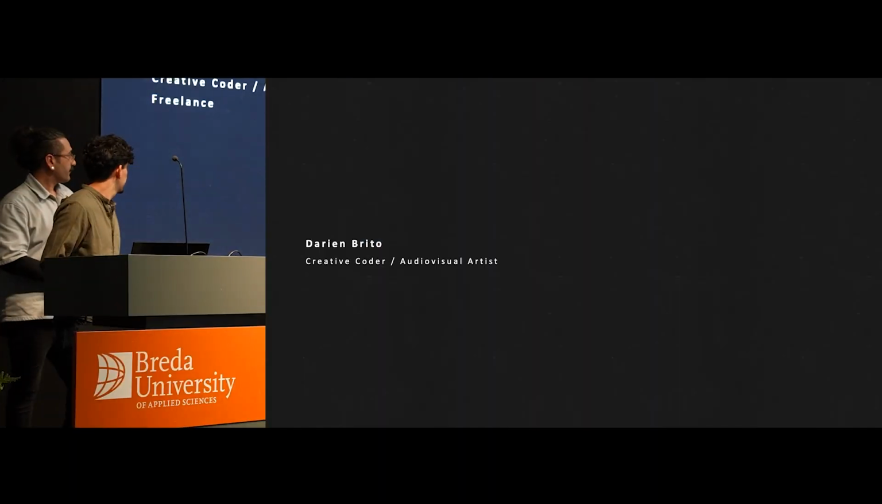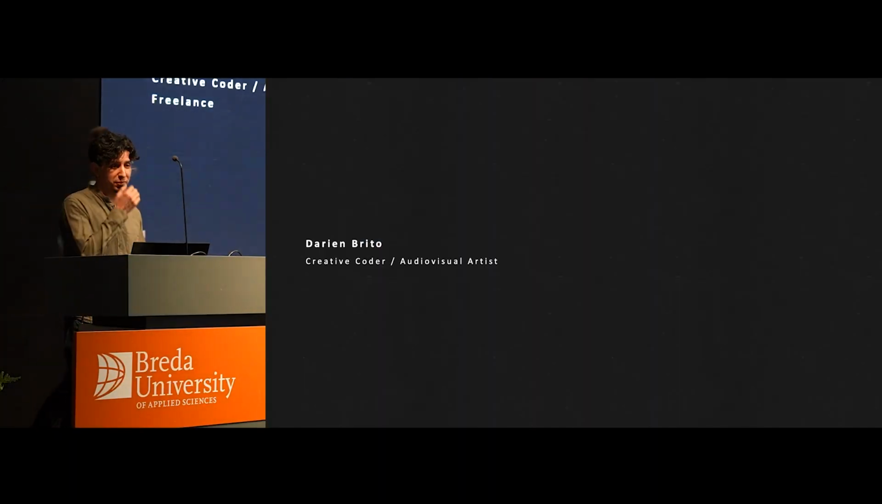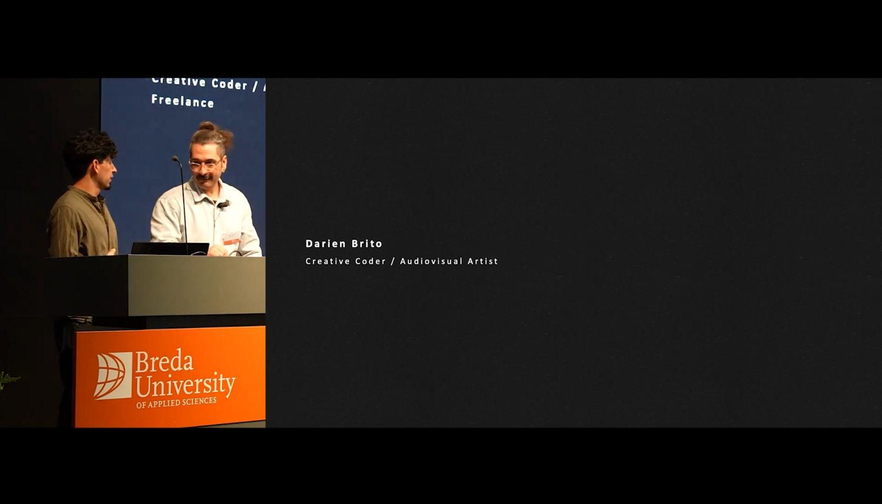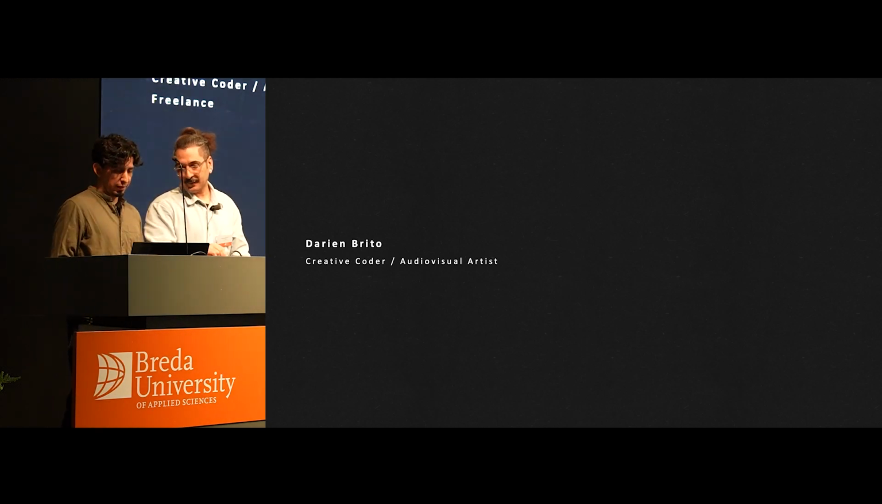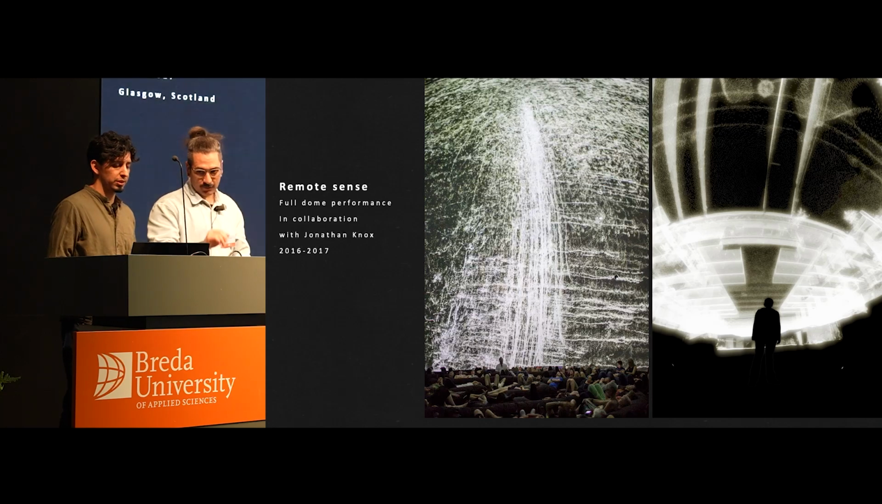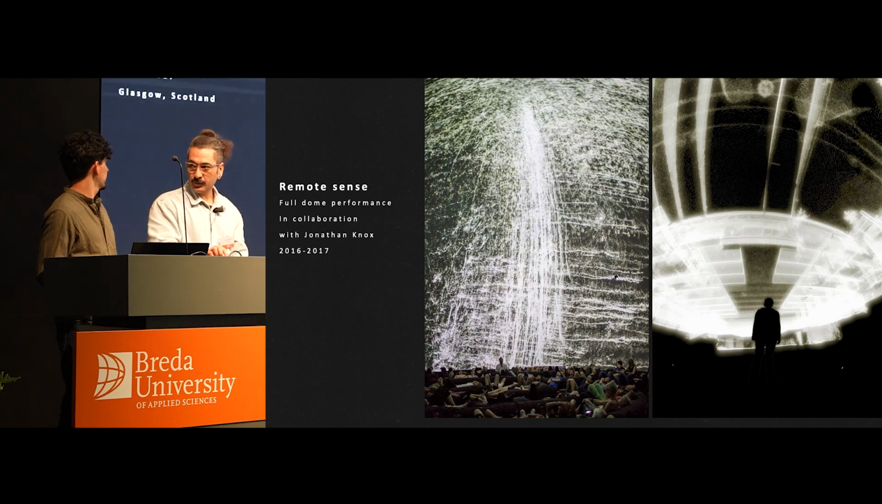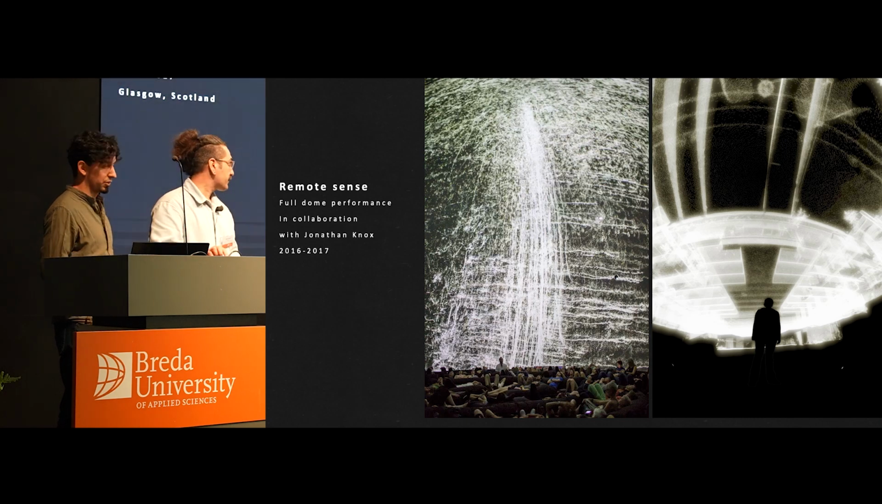Okay, so yeah, I still need to introduce myself. I'm Darien Brito. I'm a creative coder and audiovisual artist. I work as a freelancer. My work is usually, or was usually, audiovisual shows like big screens and multi-channel setups. This is, for example, a performance I did with an artist from the UK, Jonathan Knox. We made an AV performance in a full dome environment. You can see the scale of the space. It was a really great experience.